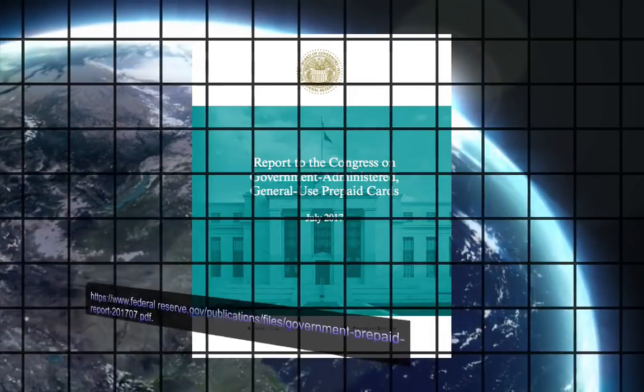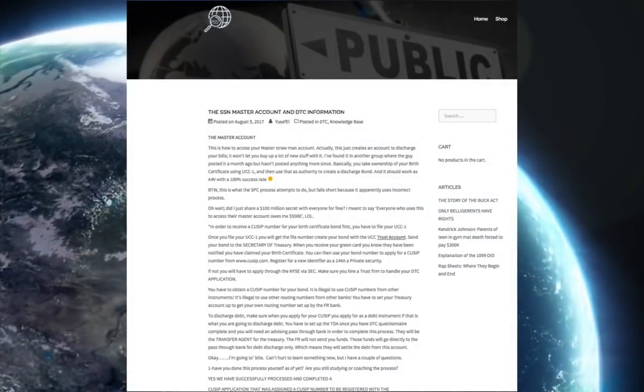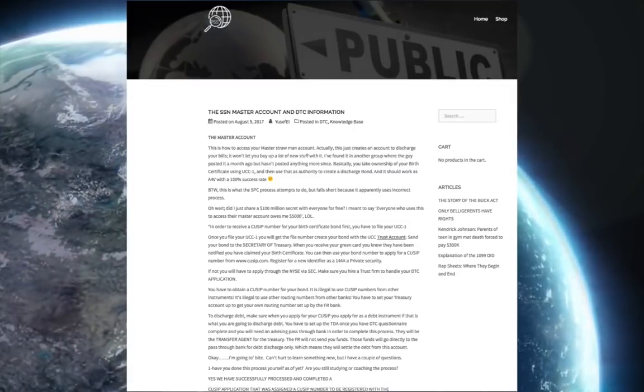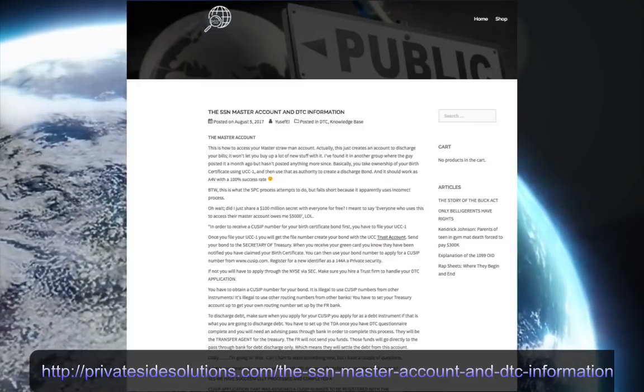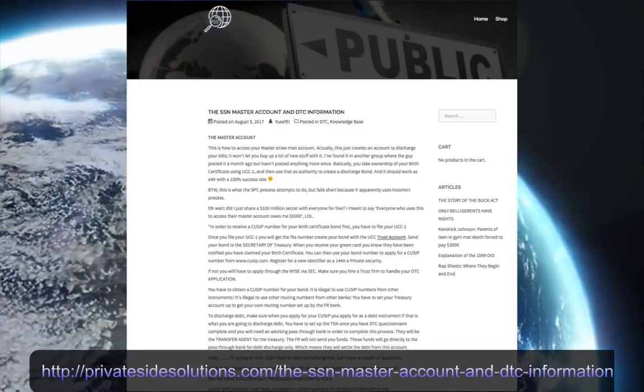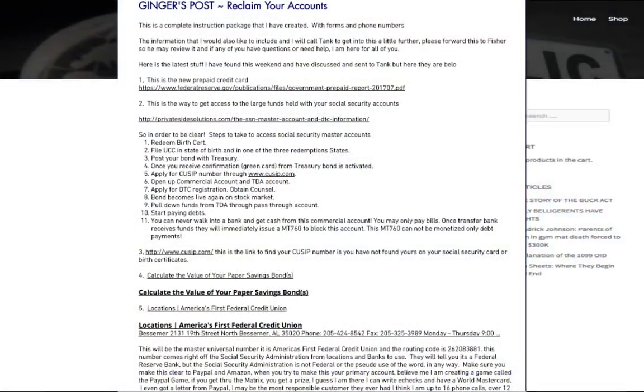https://www.federalreserve.gov/publications/files/government-prepaid-report-201707-PDF. 2. This is the way to get access to the large funds held with your Social Security account. PrivateSideSolutions.com/the SSN Master Account and DTC Information. So, in order to be clear, steps to take to access Social Security Master Accounts.